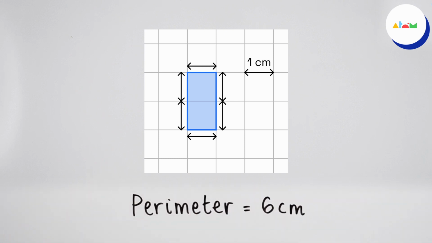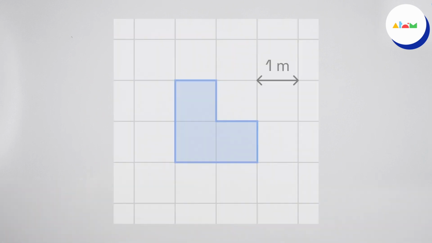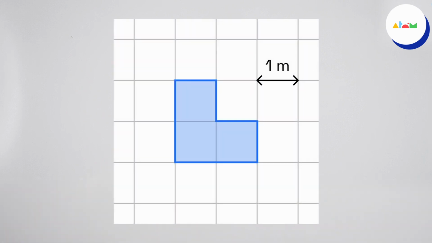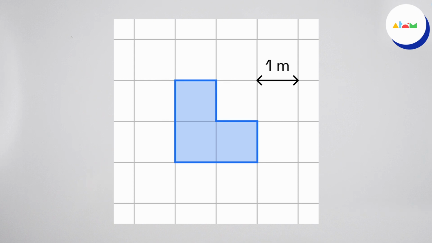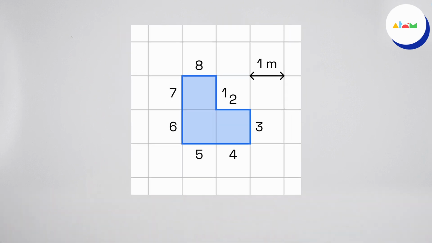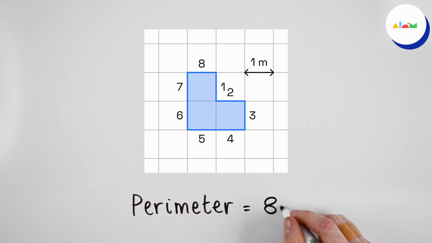Let's take a look at a different example. We can see that this shape is drawn onto a 1 metre squared grid, therefore the edge of each square has a length of 1 metre. So let's count the squares to work out the perimeter. There are 8 squares around the shape. Therefore, the perimeter of this shape is 8 metres.